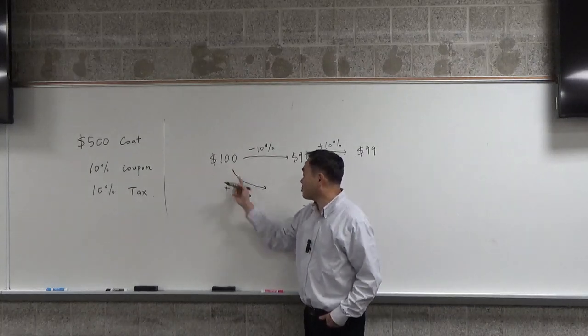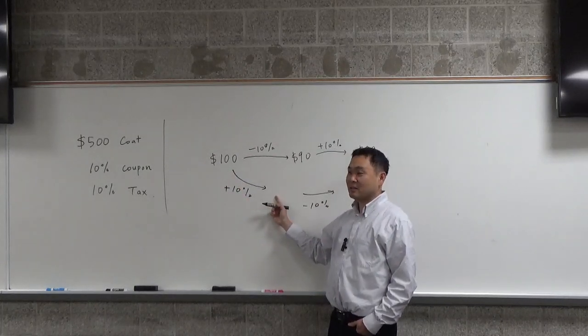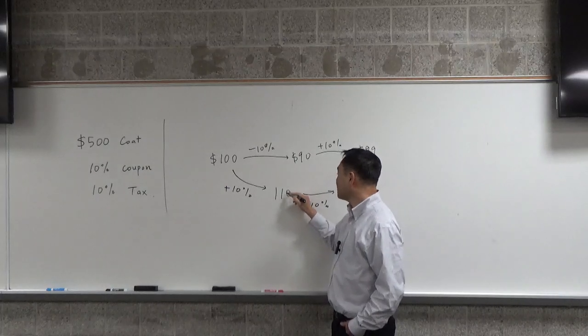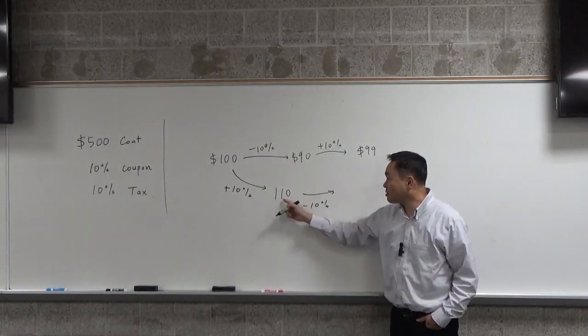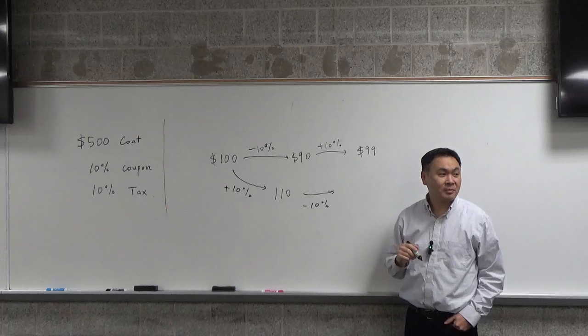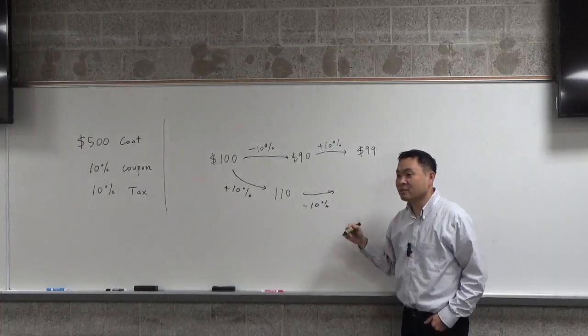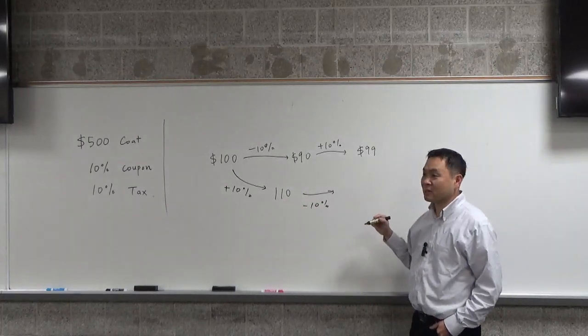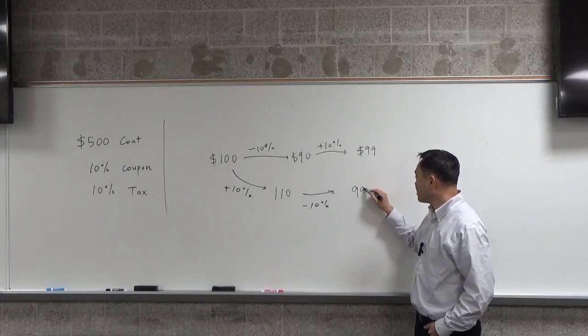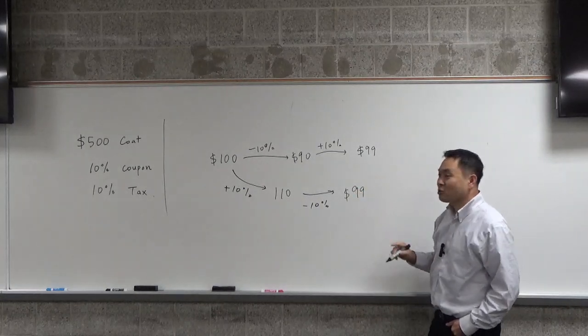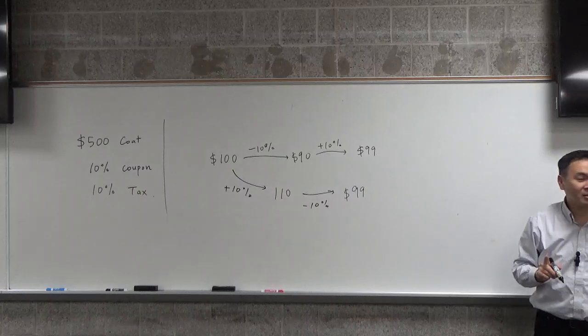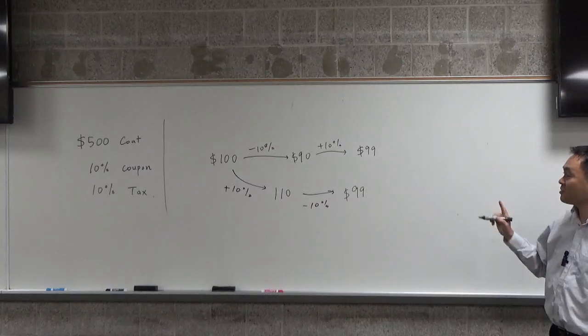You add 10%. What do you get? 110, right? Subtract 10%. What's 10% of 110? 11. So you subtract 11 from this. What do you get? 99. Same thing. Huh. Okay. So the order doesn't matter. And it's not additive.